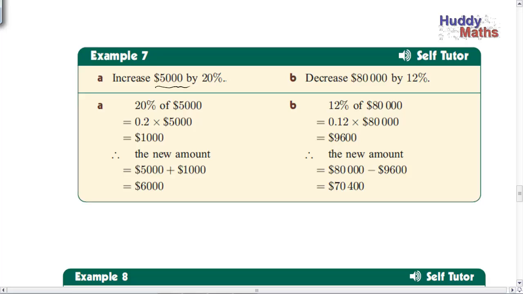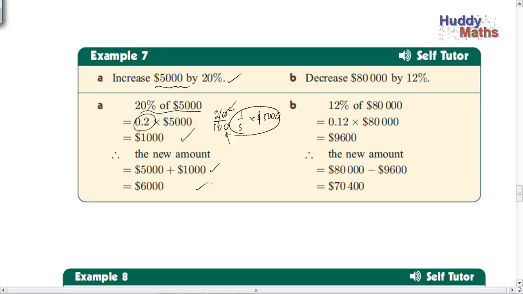Increase 5,000 by 20%. Okay, so something's gone up by 20%, that's big. So here, 20% of 5,000, it's 20 out of 100. You can cancel that down to 0.2, or you could just say that's a fifth. You can do it as a decimal or as a cancelled fraction. Remember to divide top and bottom by 10 and then by 2. So the new amount, doing it the two-step method, is 1,000 plus 5,000, 6,000.